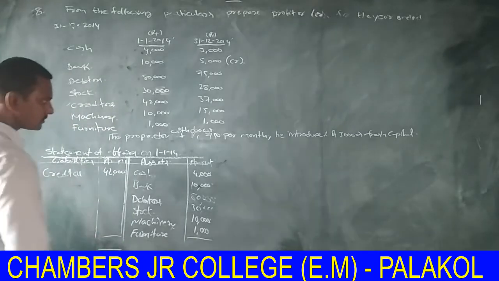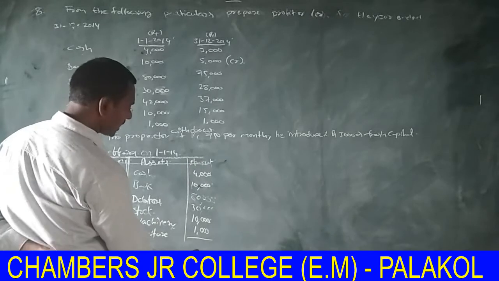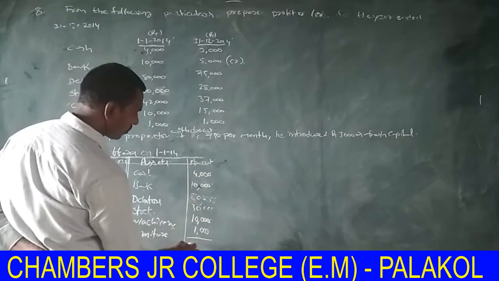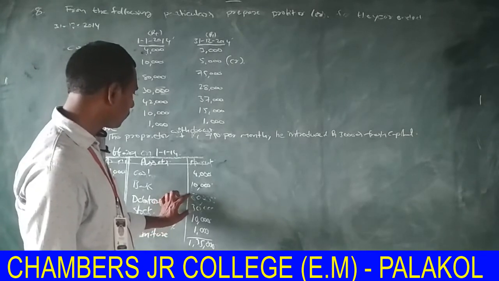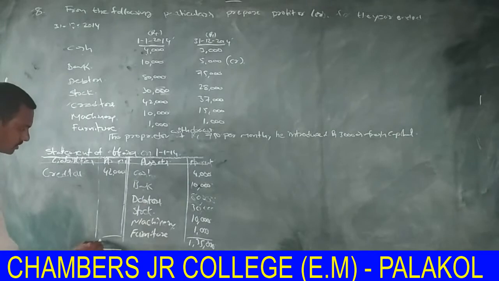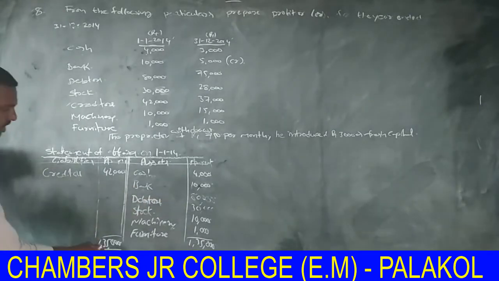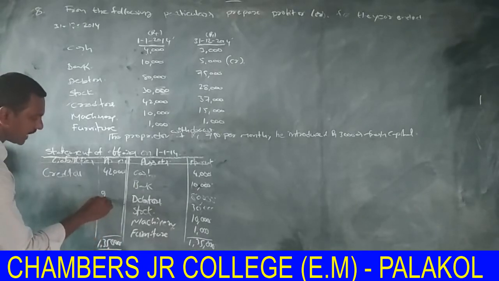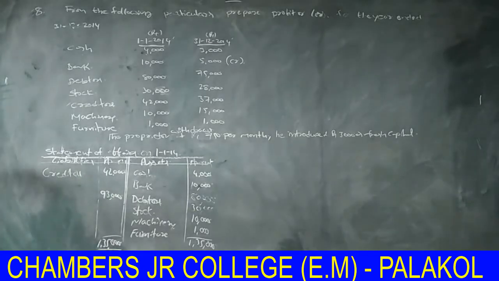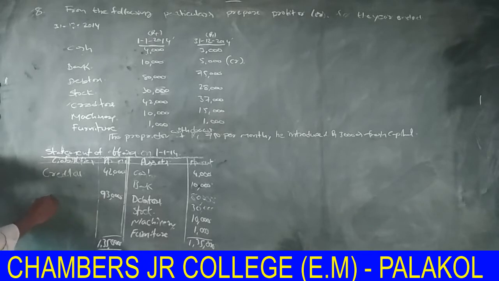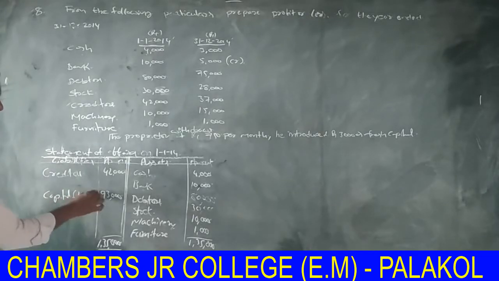Now take the total and get the difference. Total amount in asset side 1,35,000. Same in the liability side. The difference between assets and liabilities, 1,35,000 minus 42,000, difference 93,000. This difference is called opening capital on 1/1/2014.